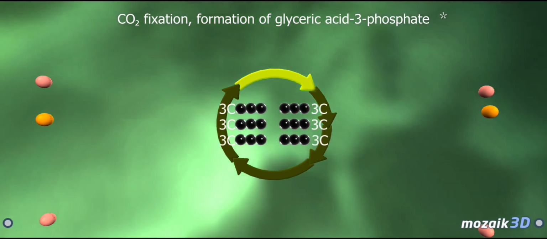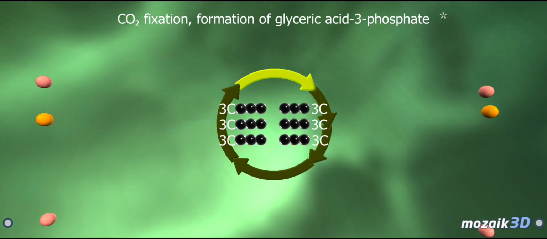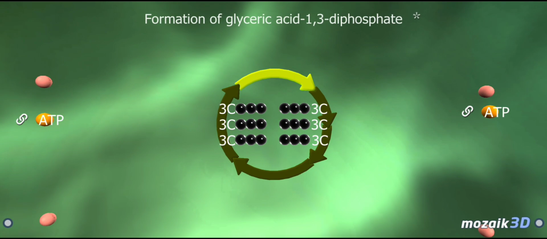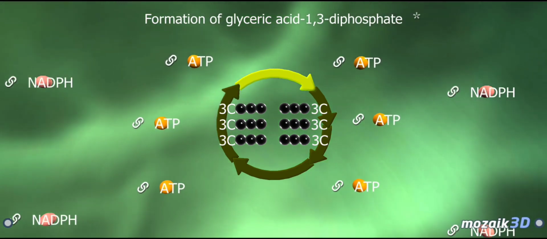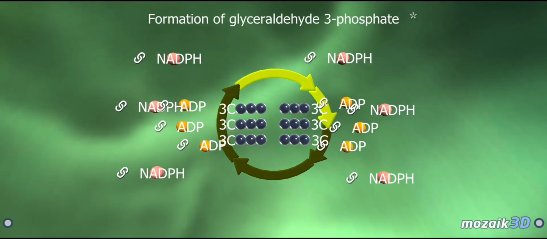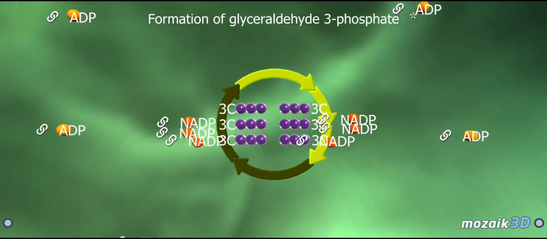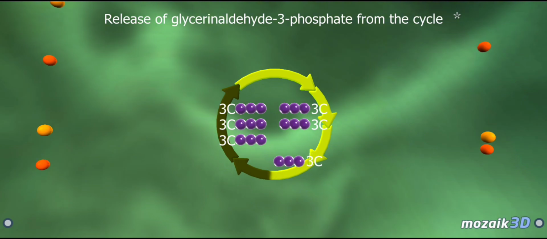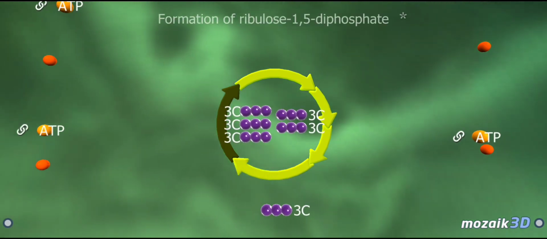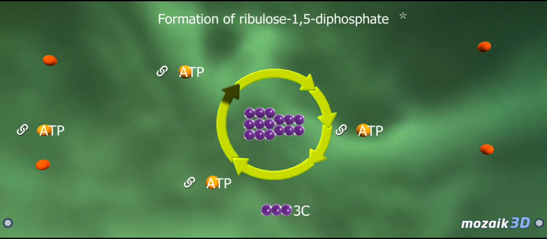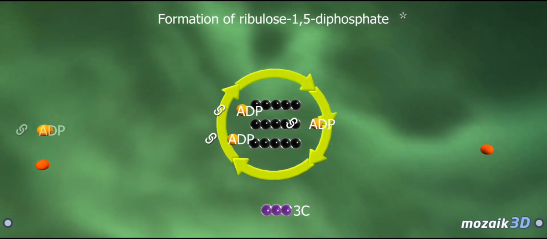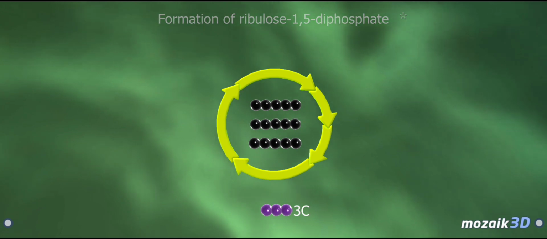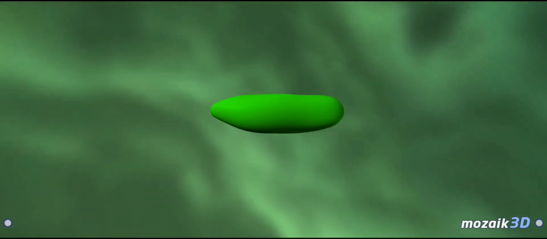Then, by using 1 NADPH and 1 ATP for each molecule, 6 glyceraldehyde 3-phosphate molecules are formed. One of these quits the cycle, while the others convert back to 3 5-carbon sugar molecules using 3 ATPs, and the cycle starts all over again. That is, by using ATP and NADPH produced in the light phase, 1 3-carbon molecule is produced in this cycle.